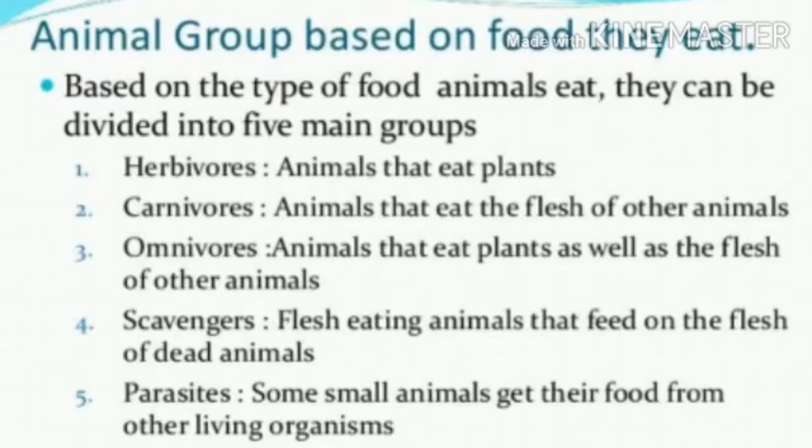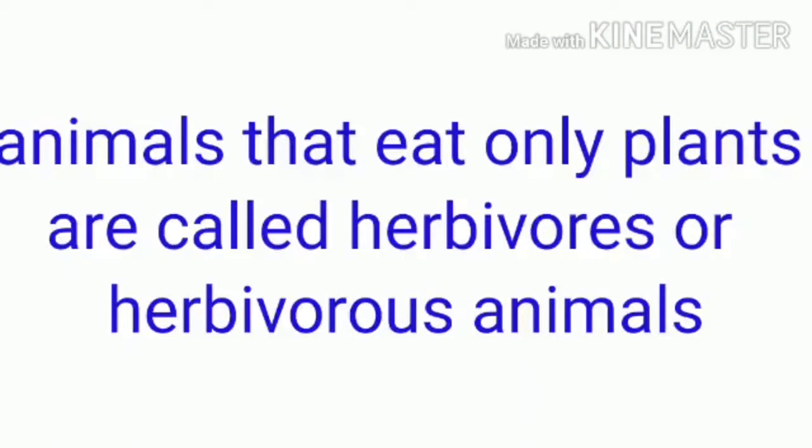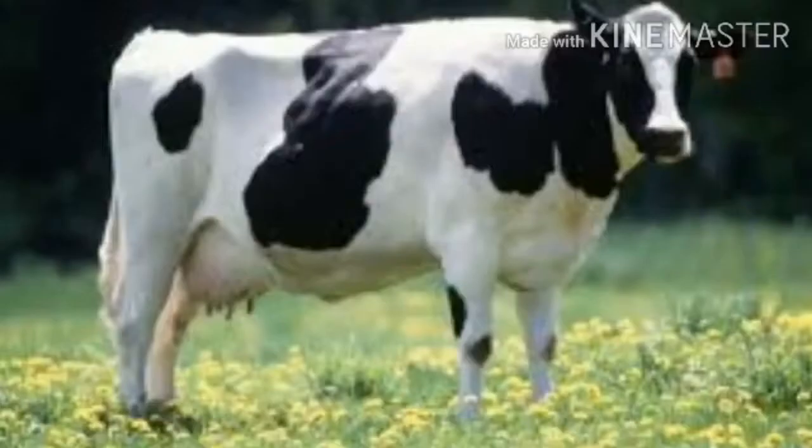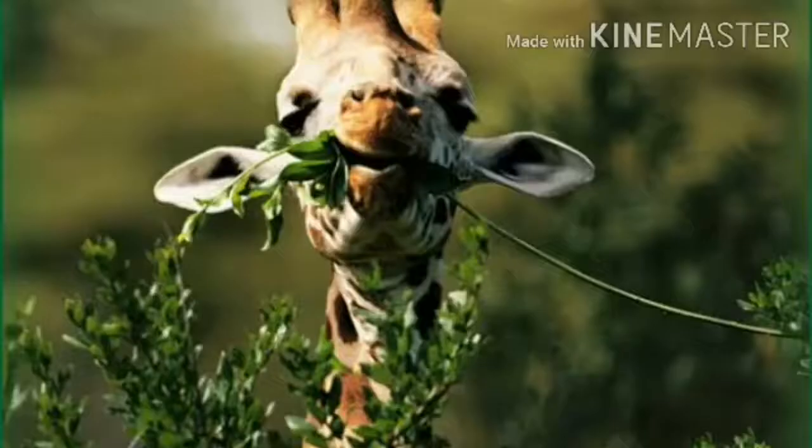What is meant by herb? Yes, herb means plants. So, animals that eat only plants are called herbivores or herbivorous animals. I'll repeat again. Animals that eat only plants are called herbivores or herbivorous animals. Example, cow, goat, giraffe, etc.